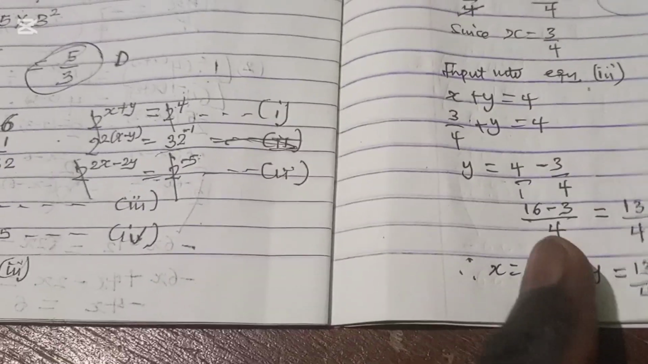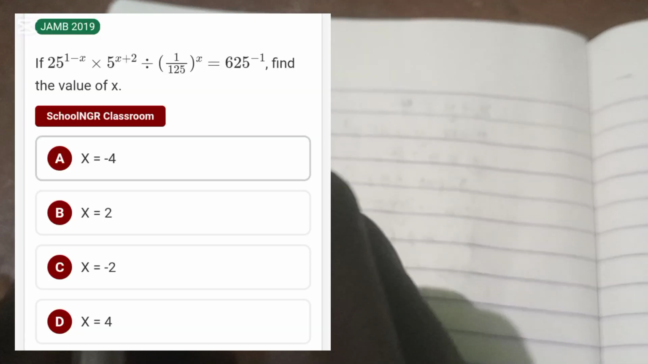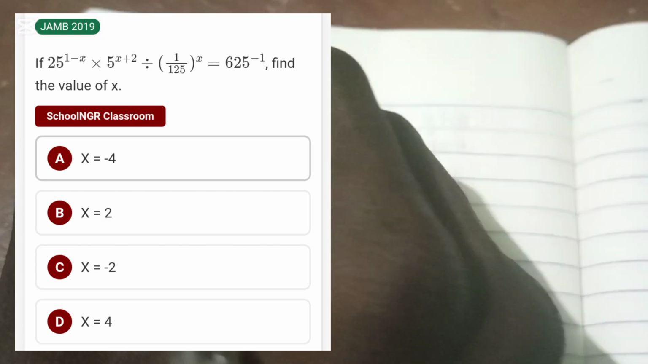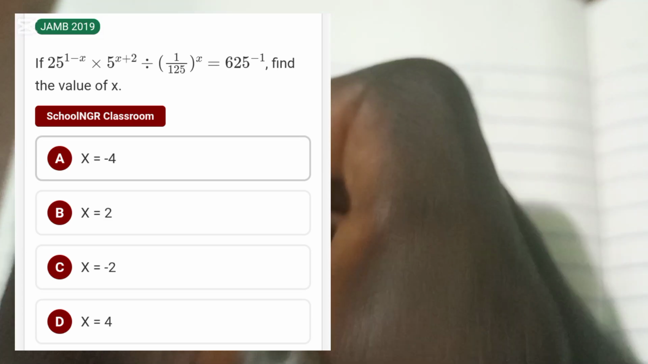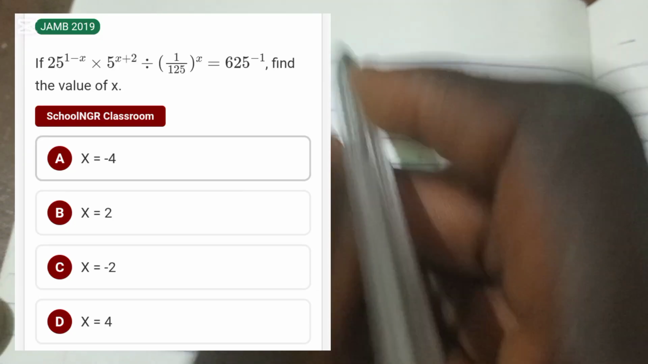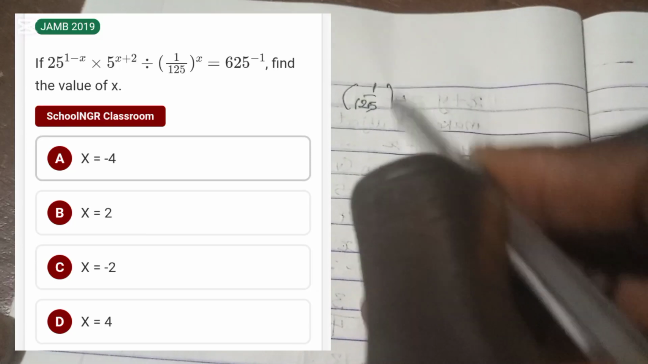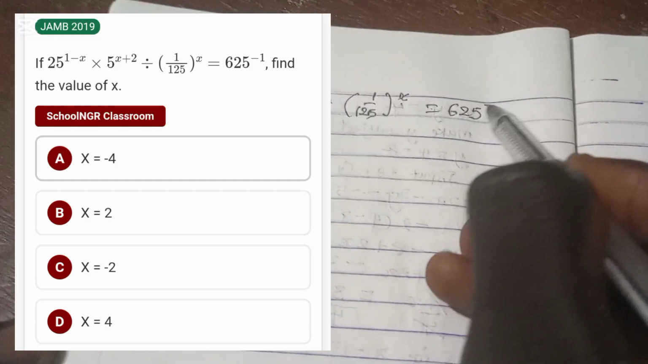Moving on to the next question. That's question number 5. Question number 5 says 25 raised to the power 1 minus x times 5 raised to the power x plus 2, divided by 1 over 125 raised to the power x, will give us 625 raised to the power minus 1.